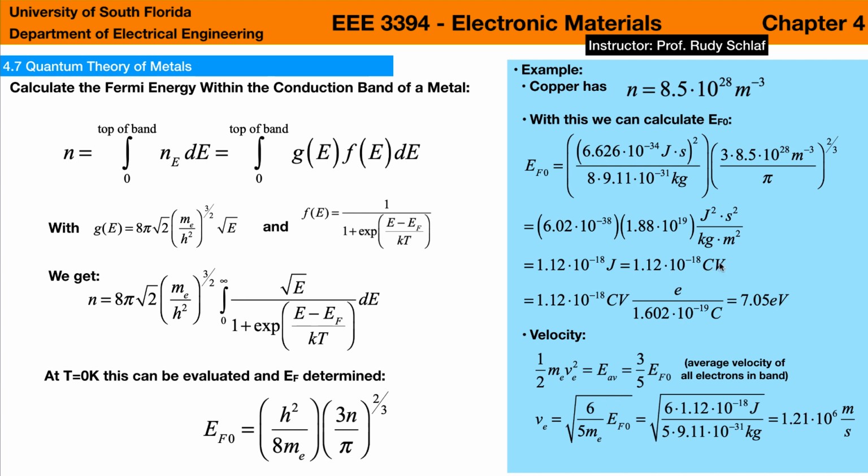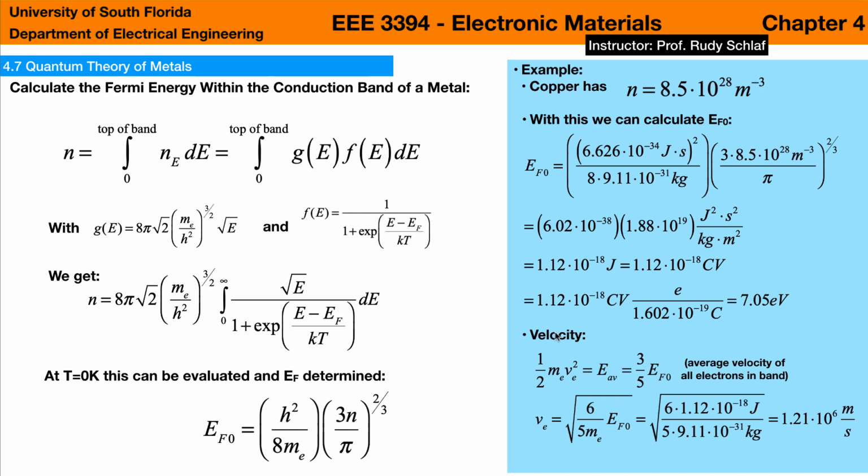Now, if we want to convert this into electron volts, then it's useful to convert the joules into Coulomb volts. Then once you have the Coulomb volts, you can just expand this by electron charge divided by electron charge, but the upper electron charge you just leave as the symbol e for the elementary charge, and then you divide the 1.12 times 10 to the minus 18 by the 1.602 times 10 to the minus 19 Coulomb, and the coulombs divide out, and so we're left with 7.05 electron volts. So in electron volts, this here is the Fermi energy relative to the bottom of the band.